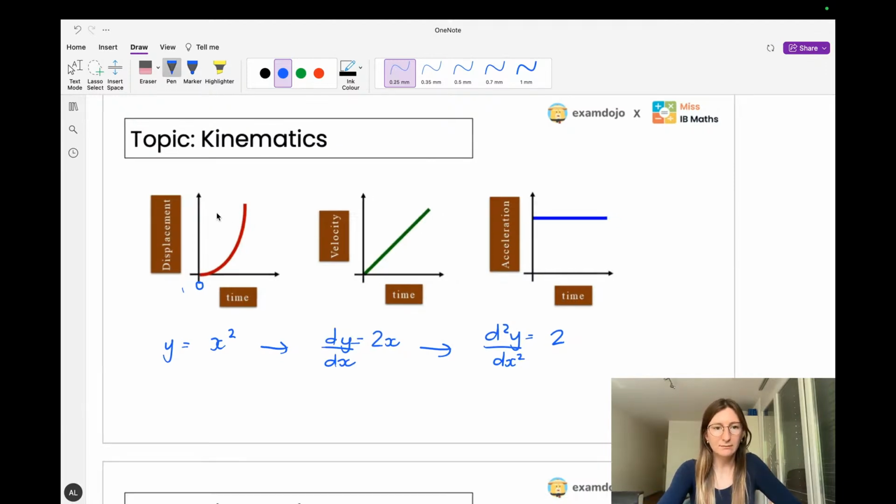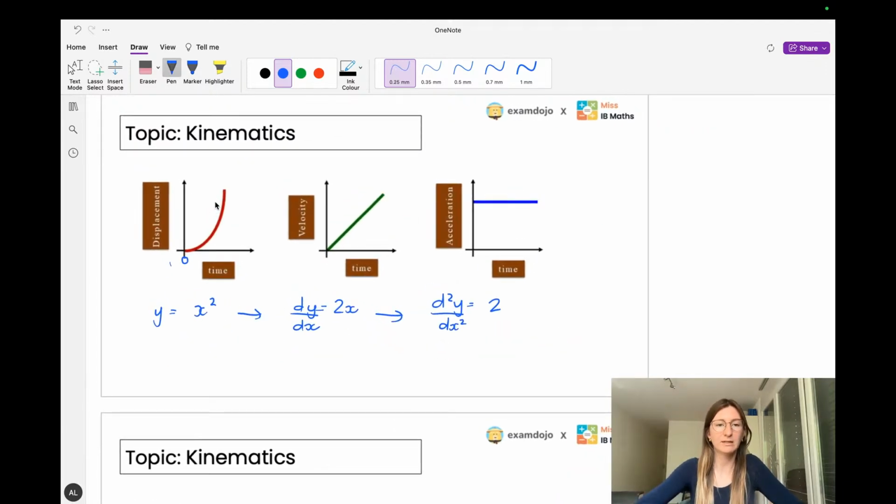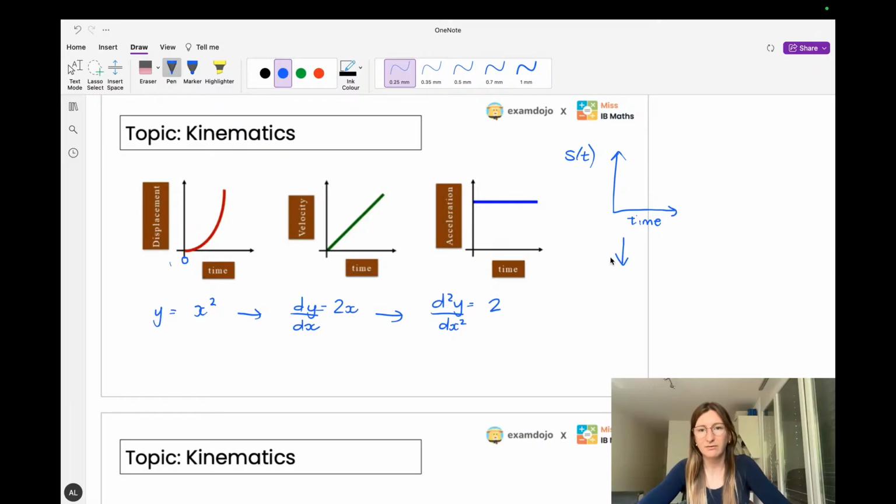So the easiest thing to remember with kinematics is a diagram like this. If I take this as my S graph, S of t, this is my displacement with time over here, always. Then I differentiate and I get my velocity graph.